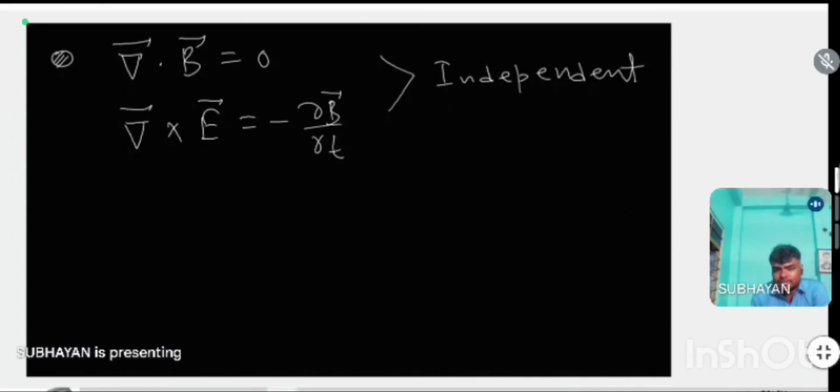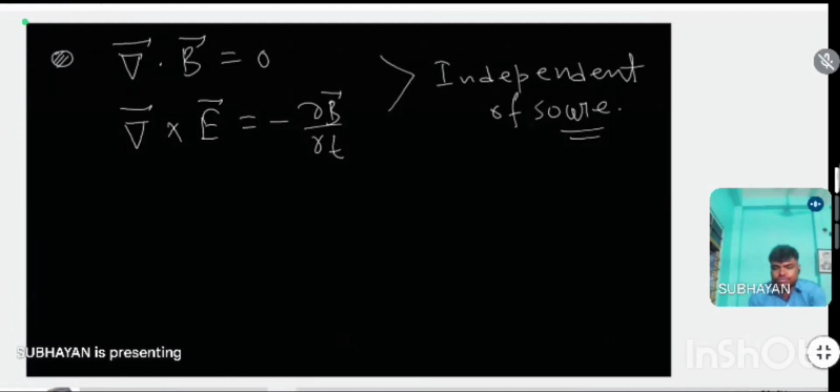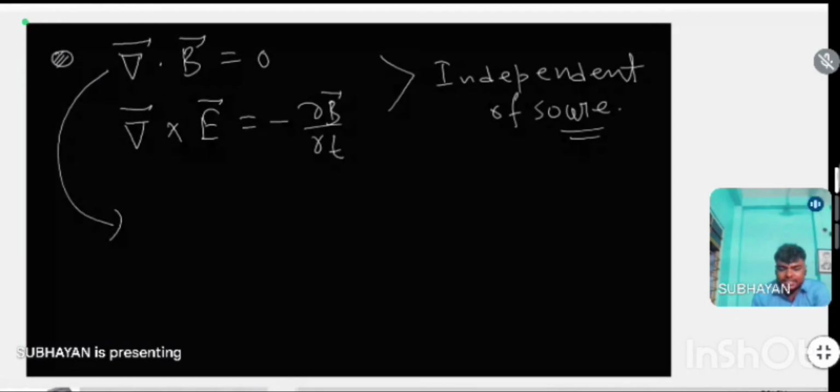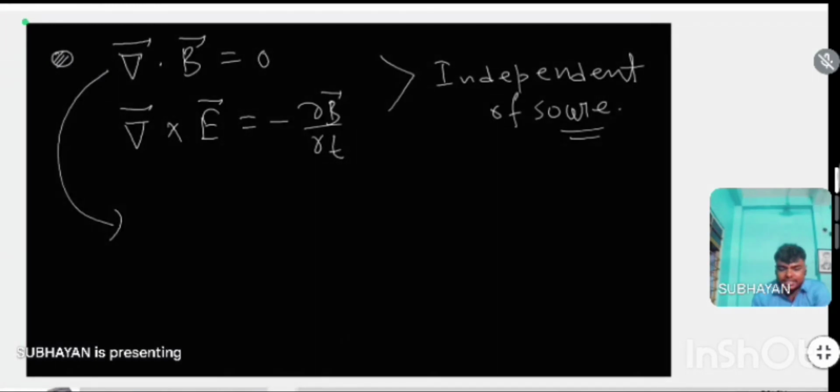Independent of source. And the other two are dependent on source. These two are independent. And from vector algebra, you can say that if you have any vector with divergence free, that means divergence of B is equal to 0, you can say that B will be the curl of any vector A, say.